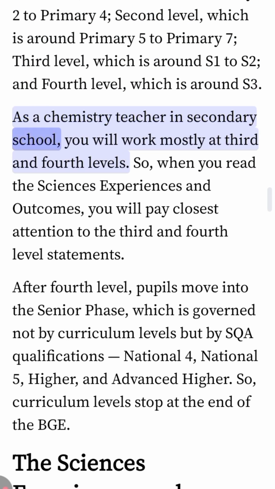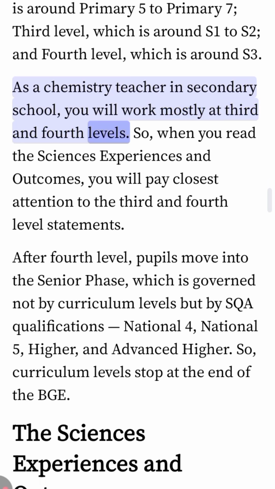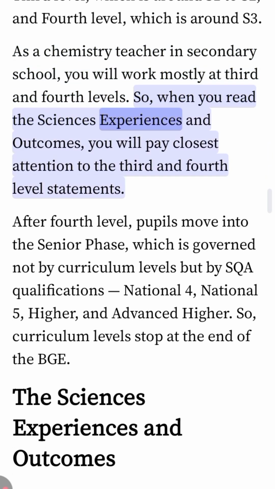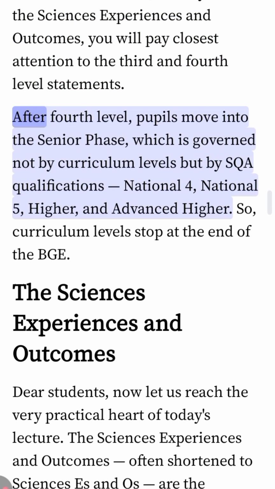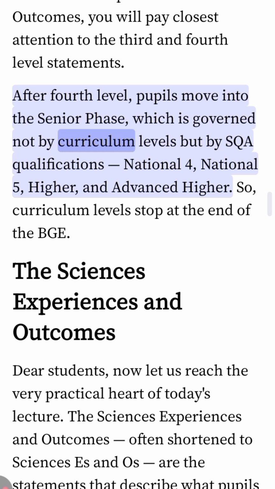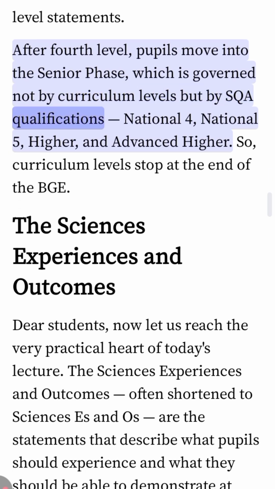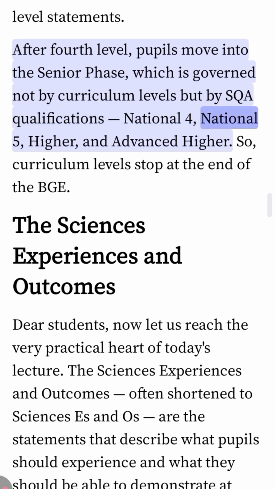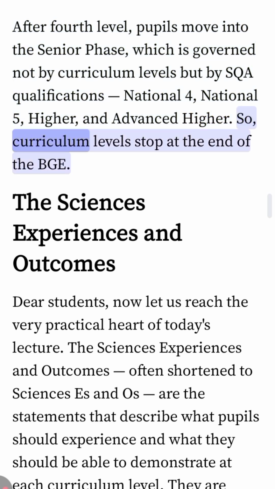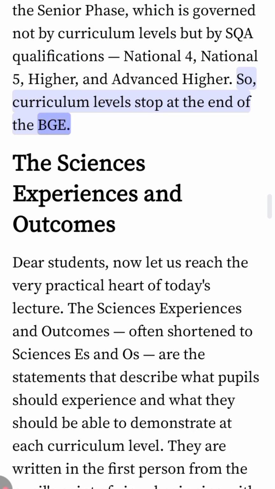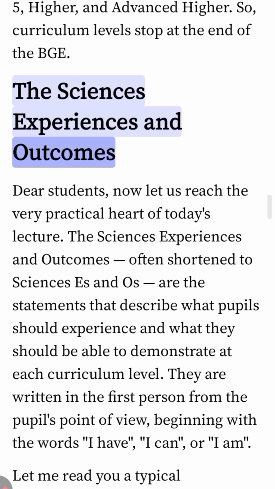As a chemistry teacher, you will work mostly at third and fourth levels. So when you read the sciences experiences and outcomes, you will pay closest attention to the third and fourth level statements. After fourth level, pupils move into the senior phase, which is governed not by curriculum levels but by SQA qualifications: National 4, National 5, Higher, and Advanced Higher. So, curriculum levels stop at the end of the broad general education.